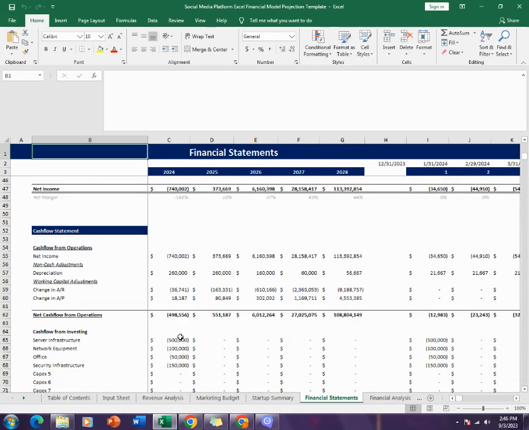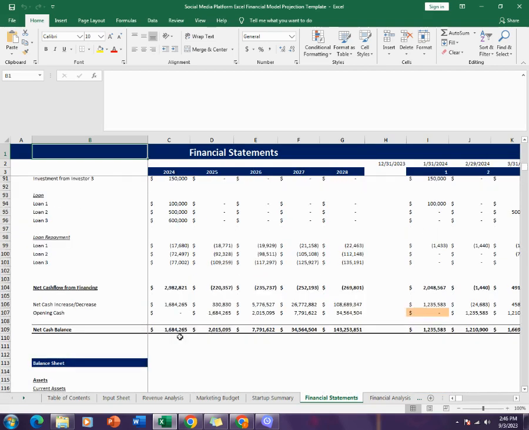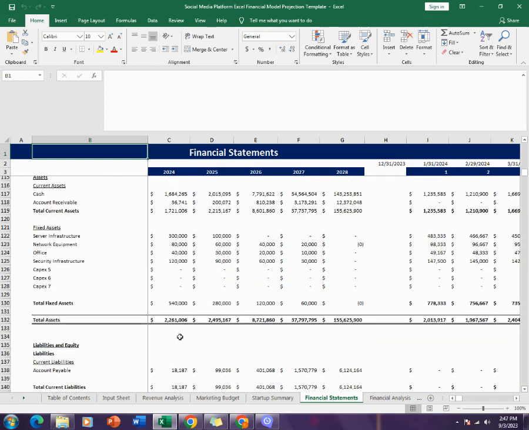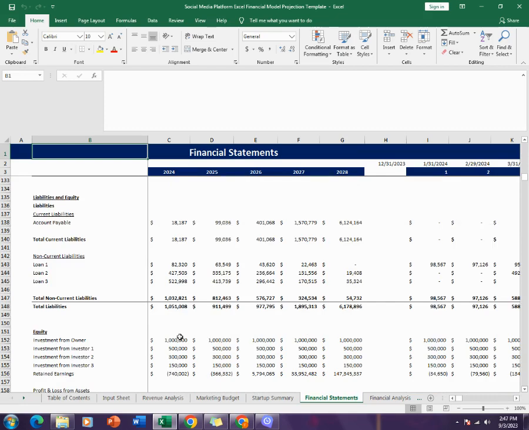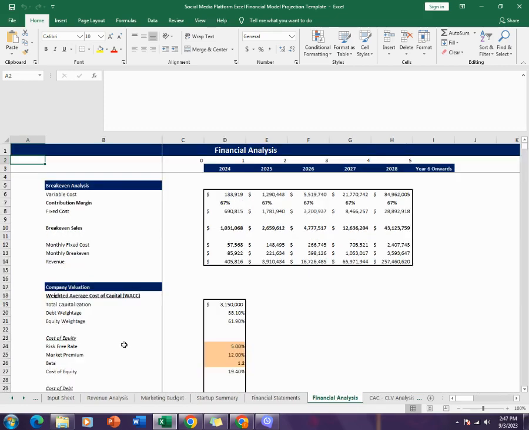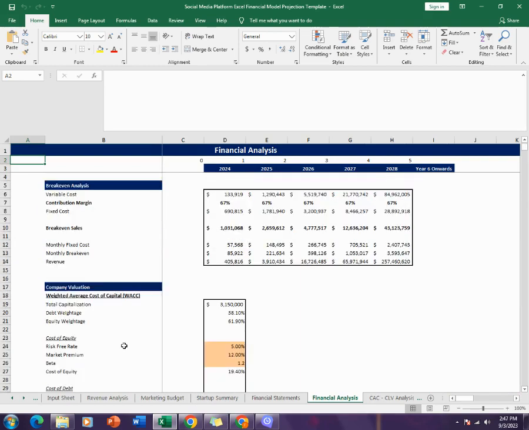Then comes your cash flow statement, which tells you about the cash flow of the company on a yearly and monthly basis. Then comes the balance sheet, which tells you about the assets, liabilities, and equity of the company on a monthly basis. Coming towards the financial analysis, it includes the break-even sales and the company valuation.